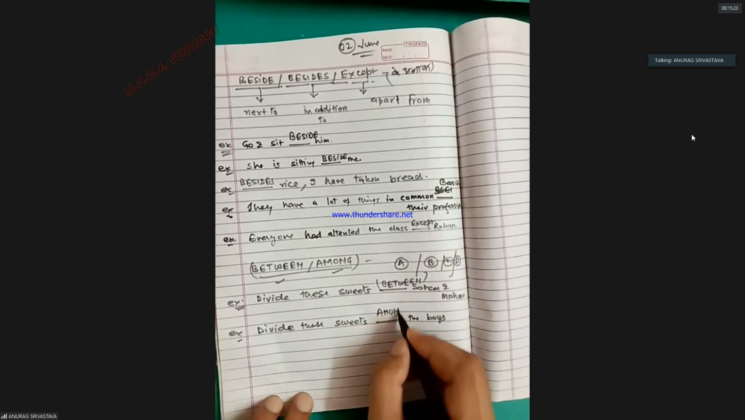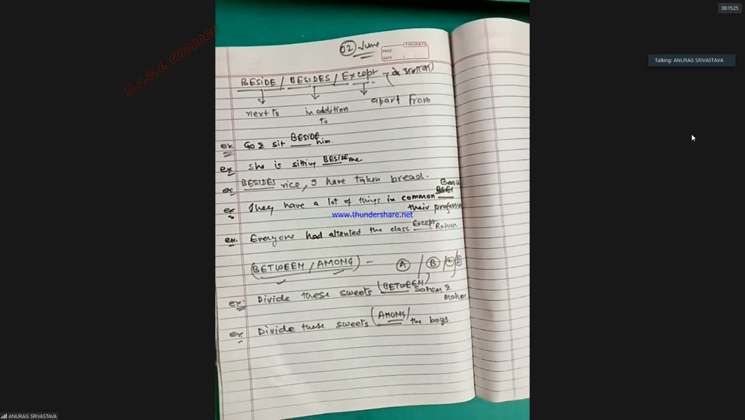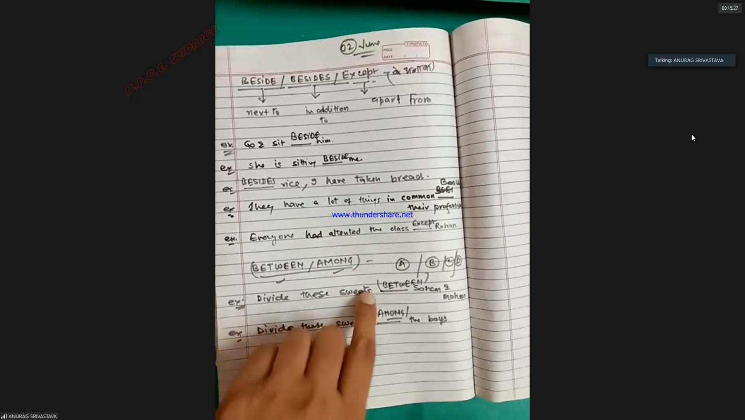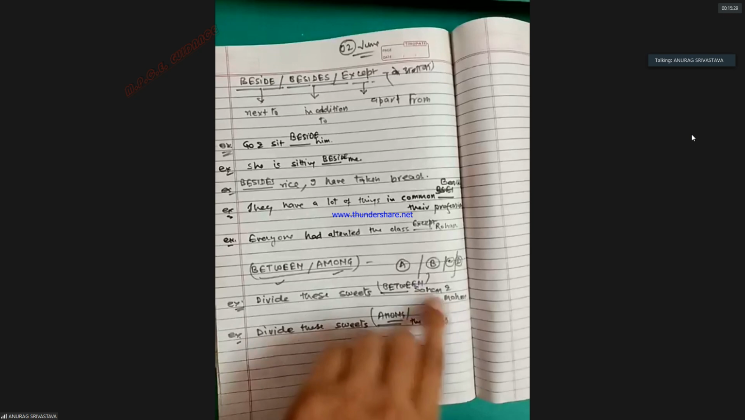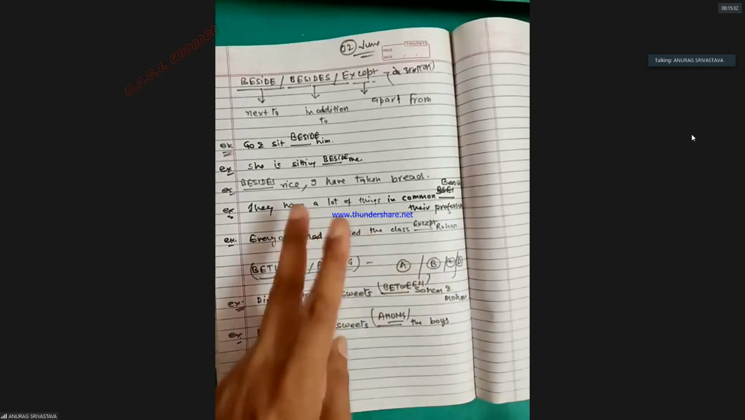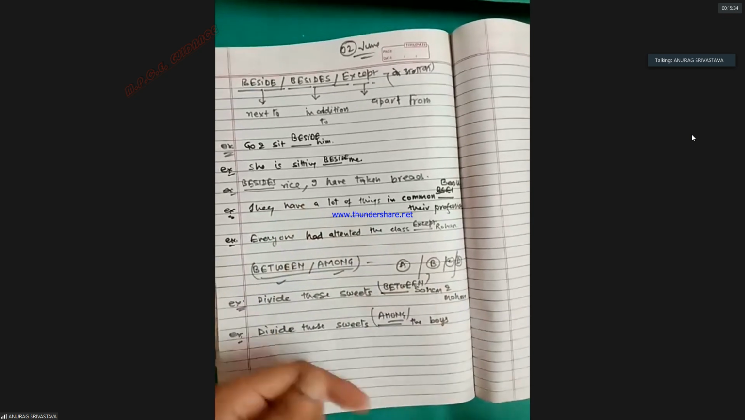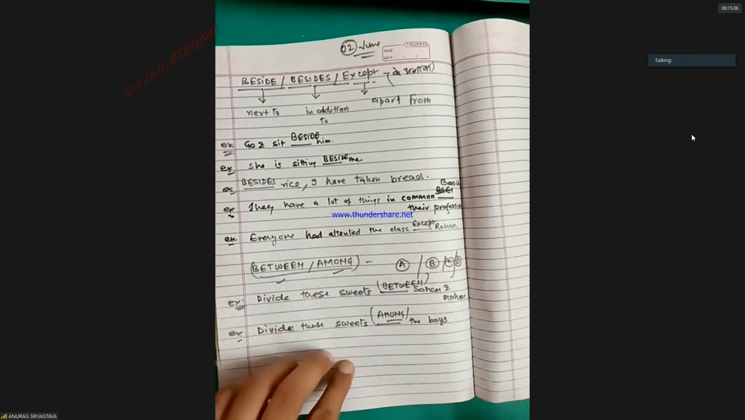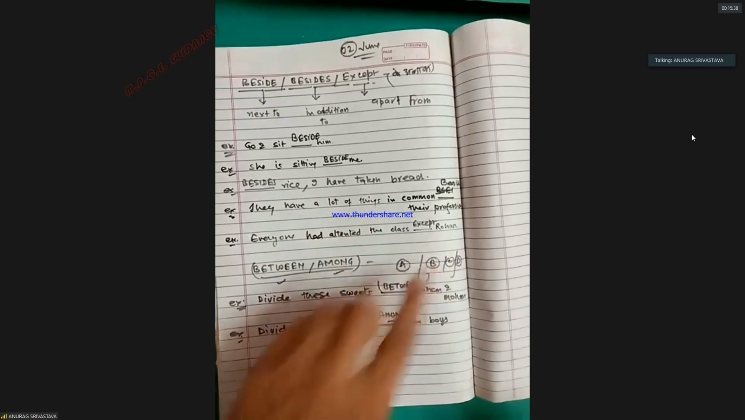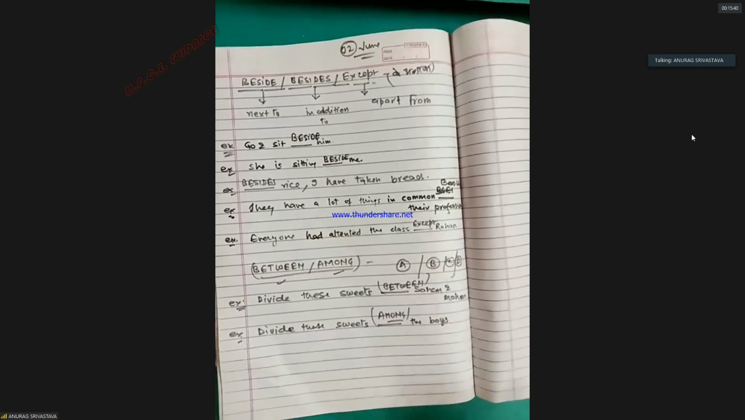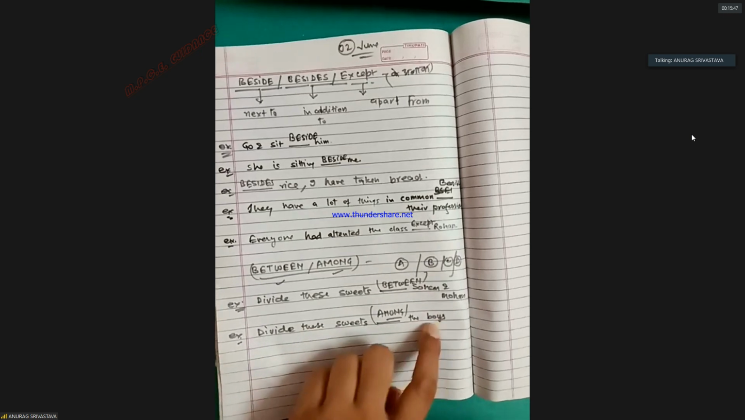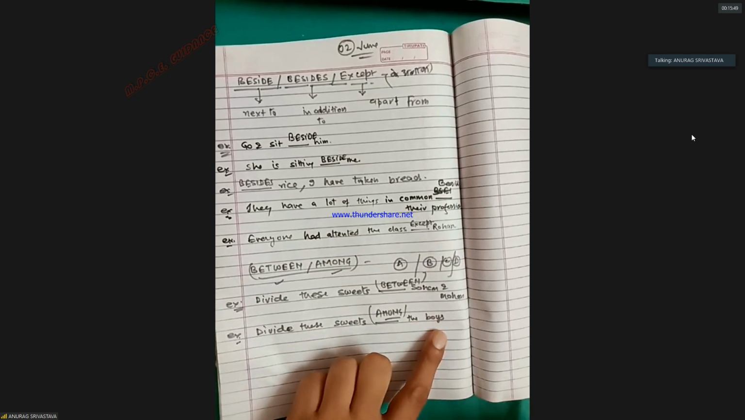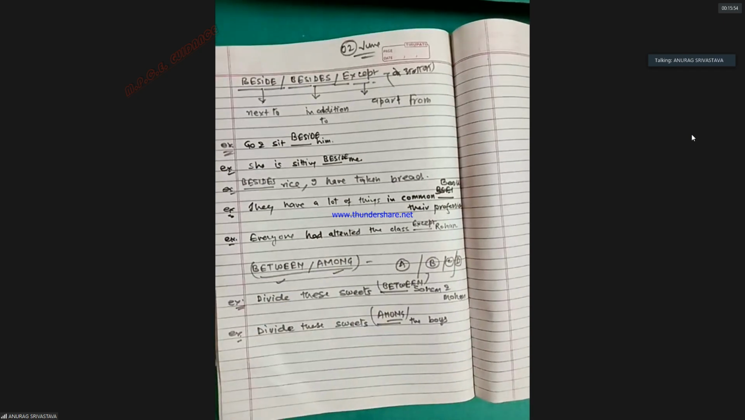Okay. Why between and why among? Let's see. Divide these sweets between Sohan and Mohan. We have only two options, either Sohan or Mohan, so sweets were distributed between these two. I already told you that if we have two options, then we have to choose one out of these two, and we use between. Then, divide these sweets among the boys. The boys is a number which is more than two, so we will use among for this sentence.